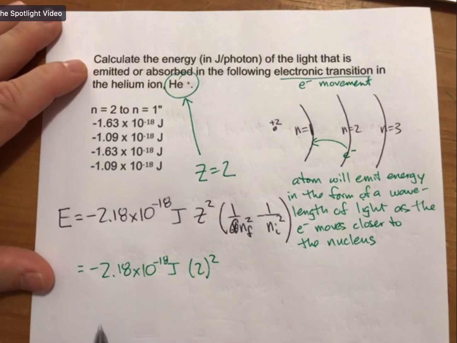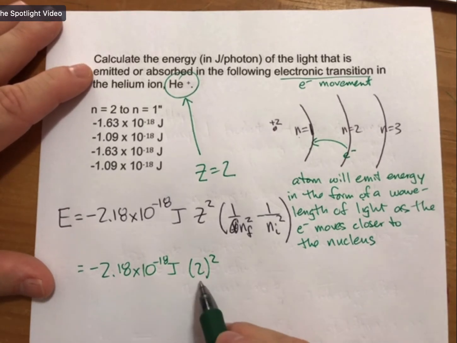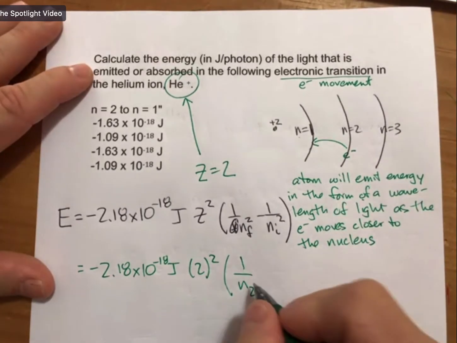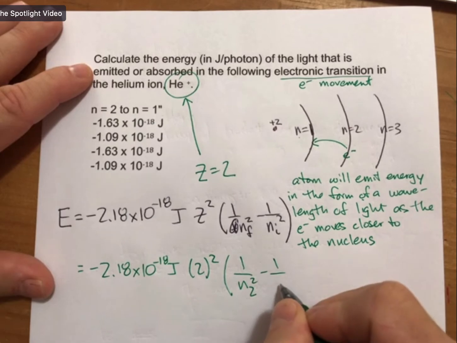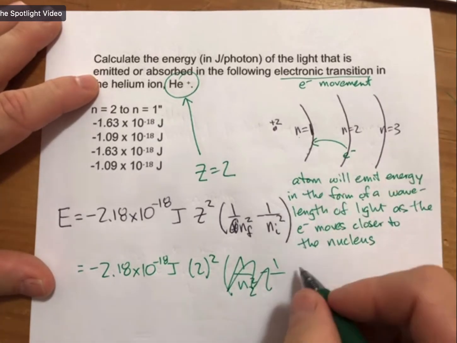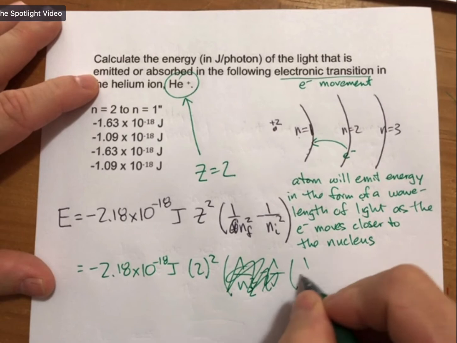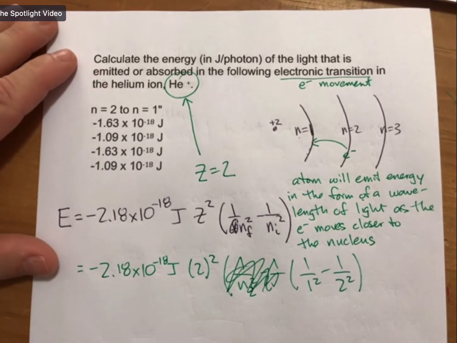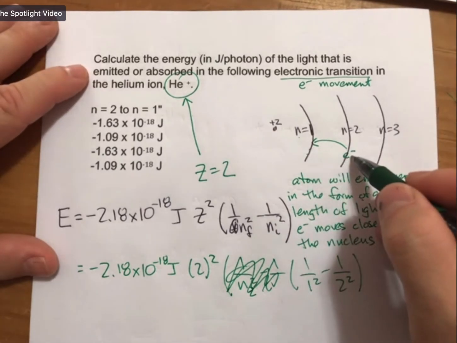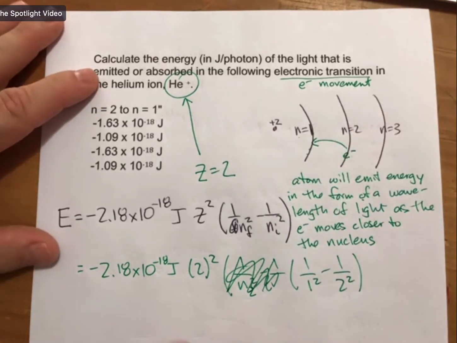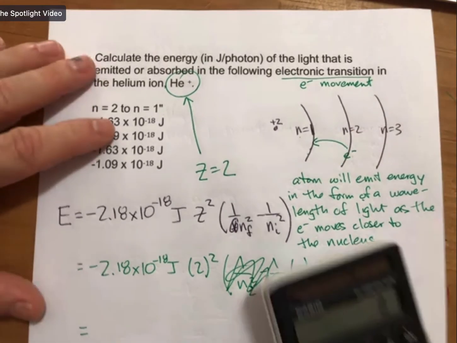So minus 2.18 times 10 to the minus 18 joules, 2 squared, 1 over n2 squared minus 1 over, oh, sorry. My final state is n equals 1. So let me scribble that out: 1 over 1 squared minus 1 over 2 squared, like so. All right, it's always final minus initial. Okay, and then multiplying this out, let's see if we get something that's actually on this list.